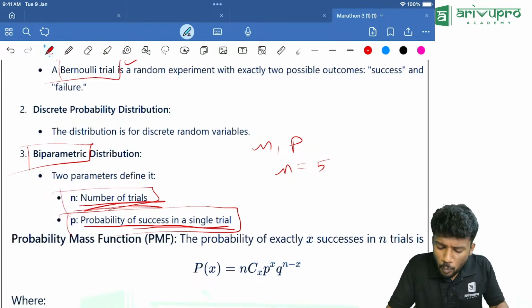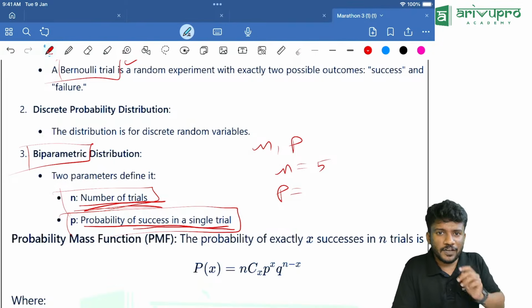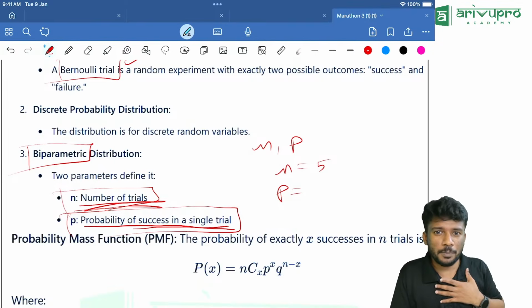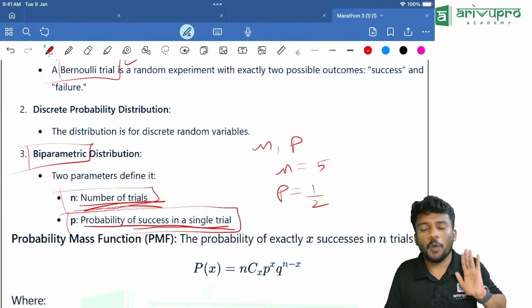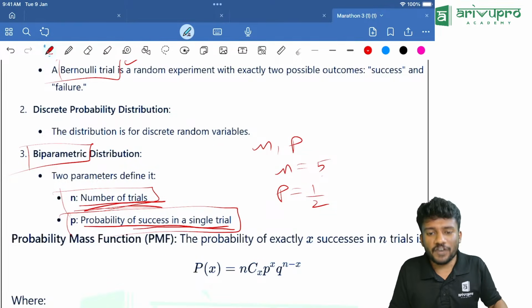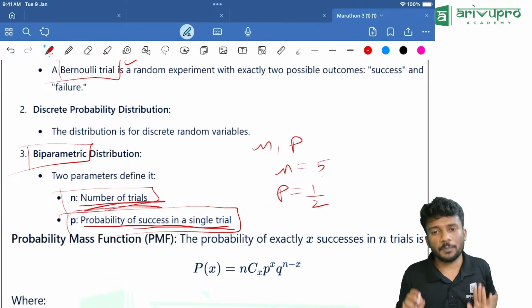Now here, what is the probability of getting a head in a single trial? If I toss a coin for 1 time, what is the probability of getting a head? 1 by 2. So P value is how much? 1 by 2. N value is how much? 5. So the parameters are what and what? 5 and 1 by 2.